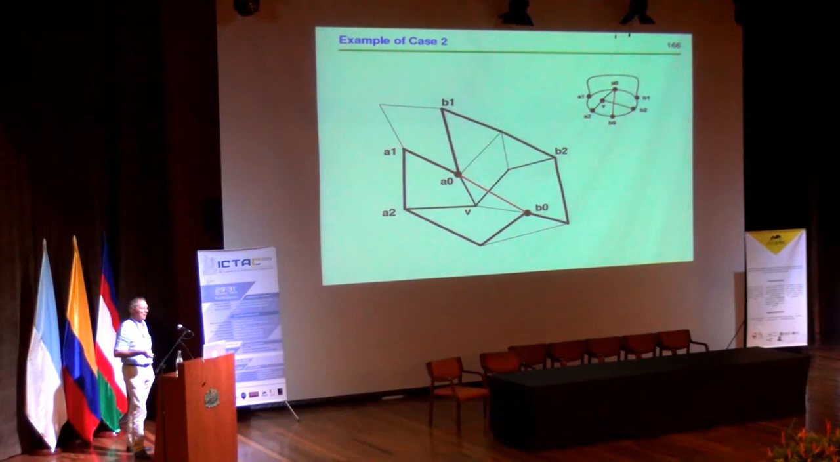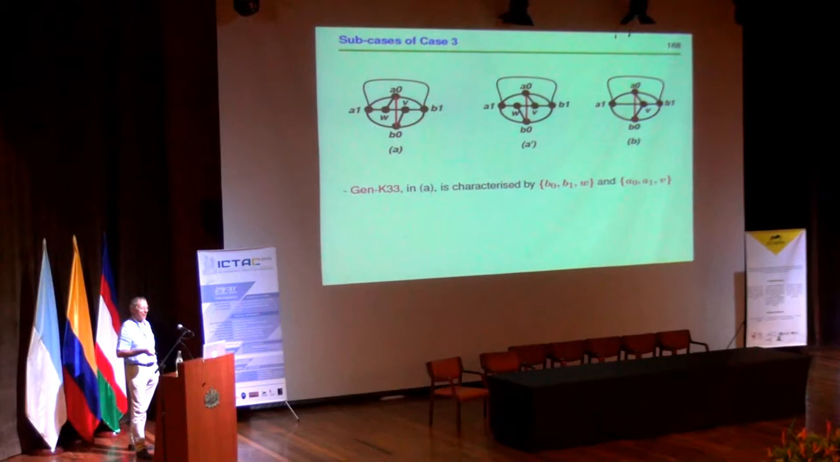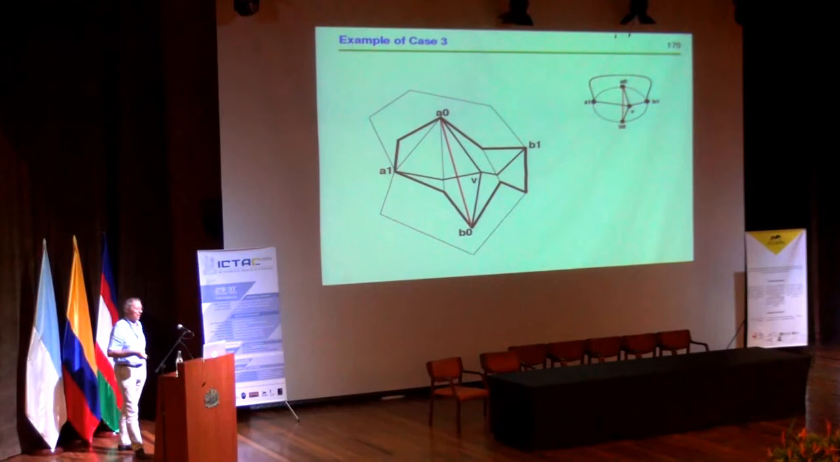And here is an example of case two. Case three is where things are in A1 and B1, and we have either K3 or we have K5. And here is an example with K5.